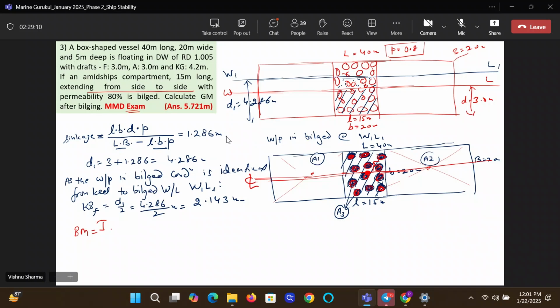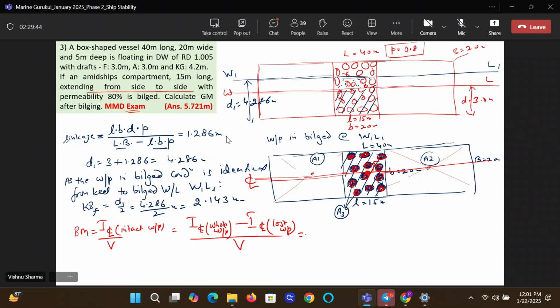Yes, BM. So once you mark the center line, now I can write ICL of the intact water plane divided by volume of displacement. Now there are three intact water planes. I don't want to make it I1 plus I2 plus I3. I'll make it simple. That's why we were talking about whole minus lost. Whole water plane minus ICL of the lost water plane upon volume of displacement.